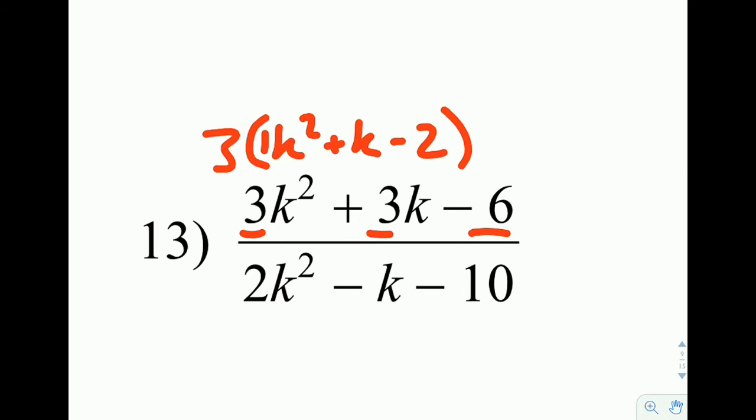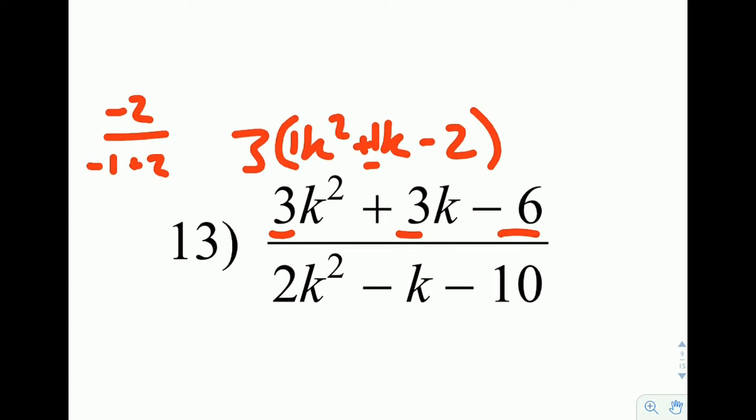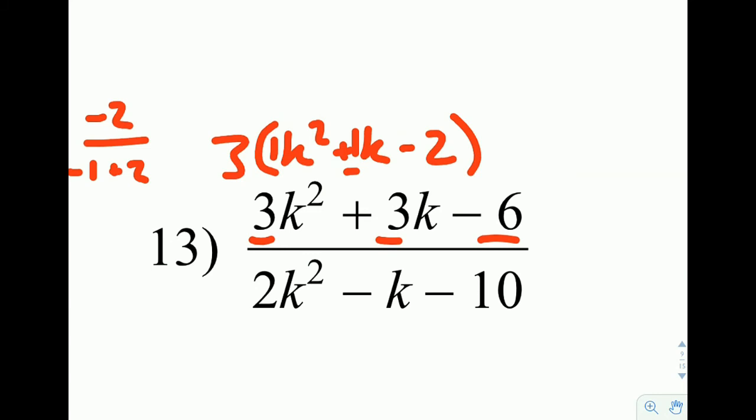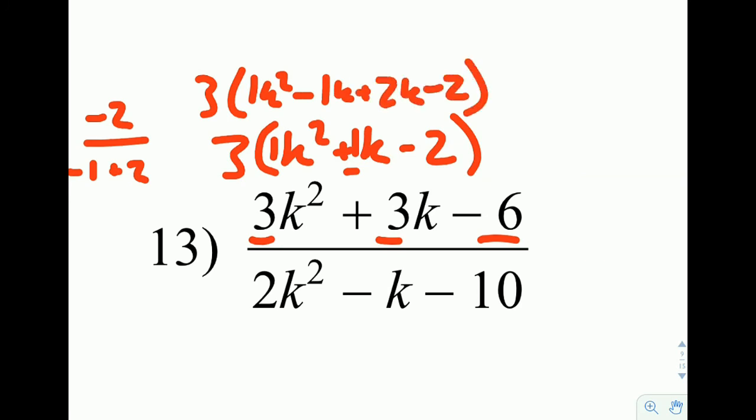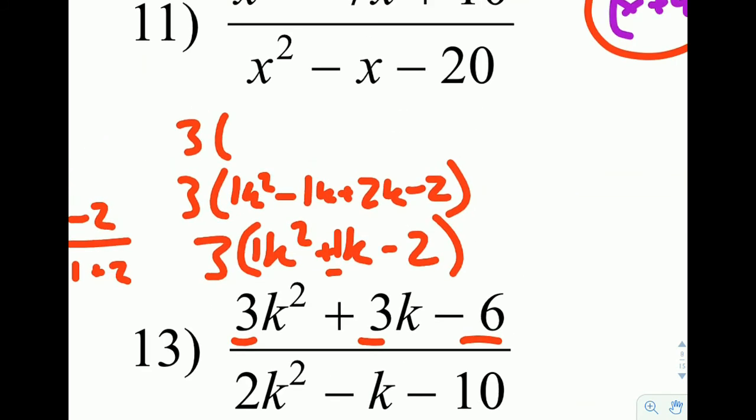Now, since I have a 1k squared plus k minus 2, multiply my a and my c to get negative 2. I need to multiply to negative 2, and I have to add to the positive 1 in front of that k, that b term. And so 1 and negative 2 would add up to negative 1, so I'd want to flip both of those to negative 1 and positive 2. And when I do that, I can rewrite this part in parentheses as 1k squared minus 1k plus 2k minus 2. Keep my 3 out front the whole way. Notice that I don't lose that 3 because otherwise bad things can happen.